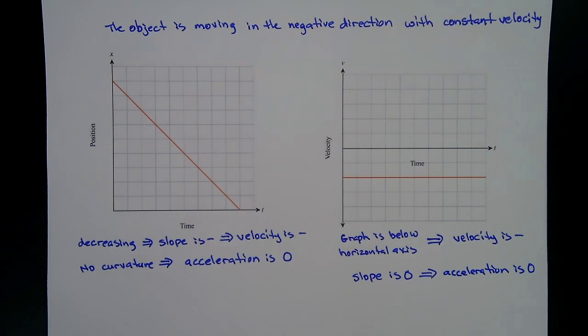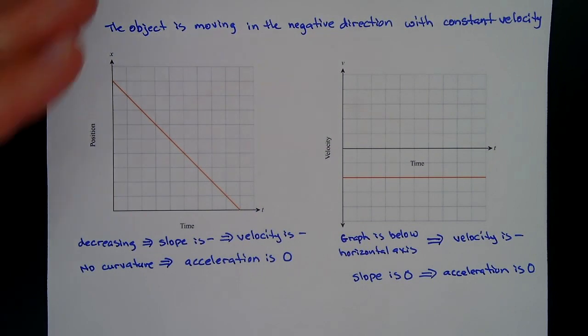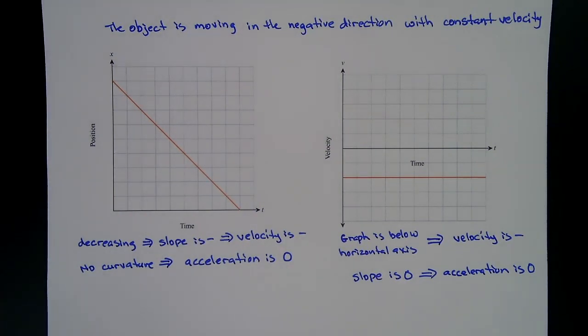All right, so that in essence tells us the object is moving in the negative direction, okay, because of the negative velocity, and then it's not speeding up or slowing down because the acceleration is 0. So we're not adding to the velocity and we're not removing from the velocity. The velocity is just staying the same.